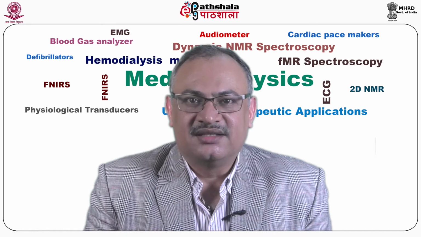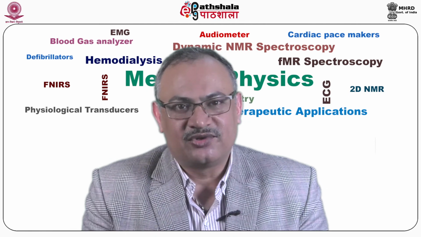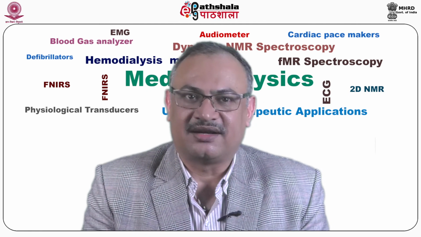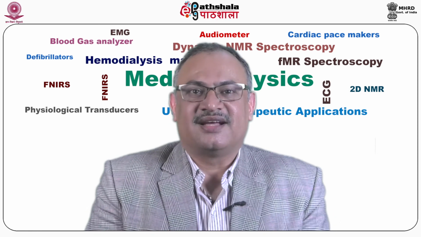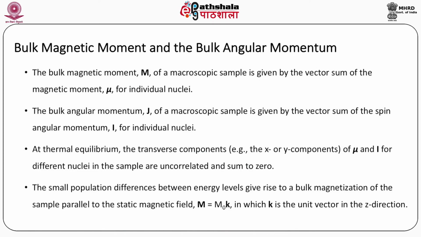Bulk magnetic moment and the bulk angular momentum. So far we have talked about a single spin in magnetic environment, but when we talk about the whole sample, then it has a collection of spins. The bulk magnetic moment M of a macroscopic sample is given by the vector sum of the magnetic moment mu for individual nuclei, and the bulk angular momentum J of a macroscopic sample is given by the vector sum of the spin angular momentum I for individual nuclei.